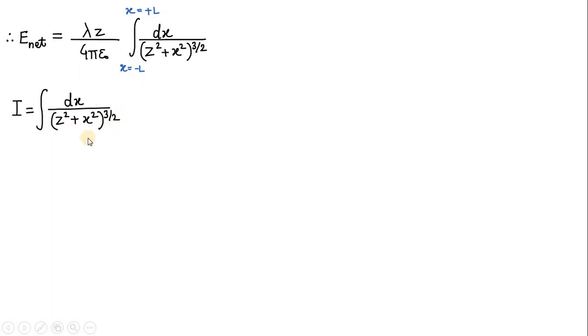Now for such kinds of integrations, whenever you have something like z square plus x square, in such a case we do a substitution: we will put the variable x as z tan phi. Let us say x is equal to z into tan phi. Let us assume that there exists an angle phi in such a manner that x can be written as z tan phi. It is possible. You may think, how can we say like this?